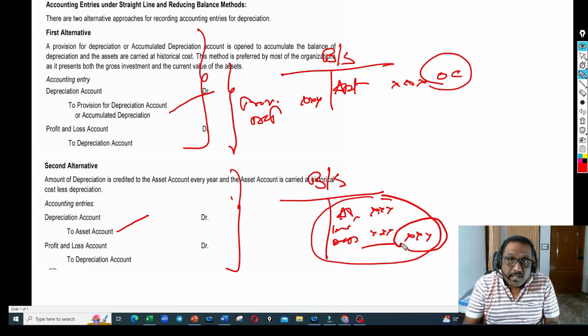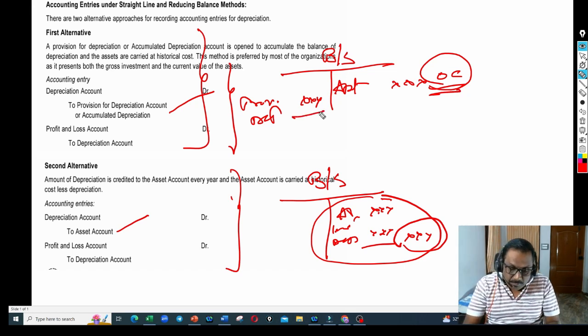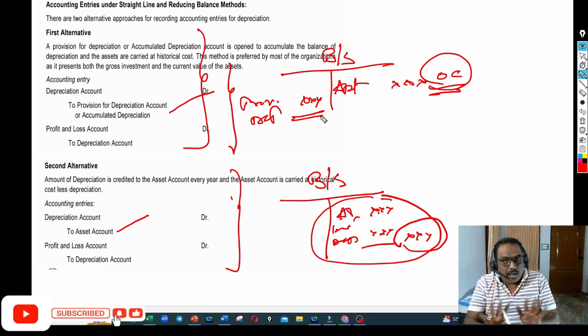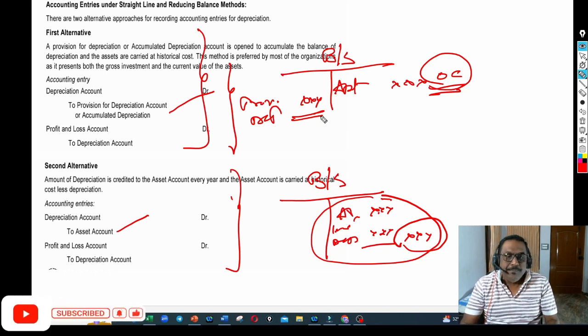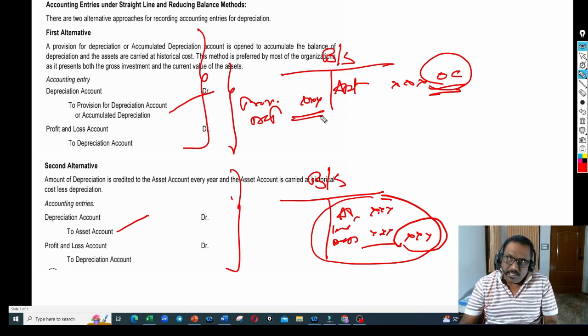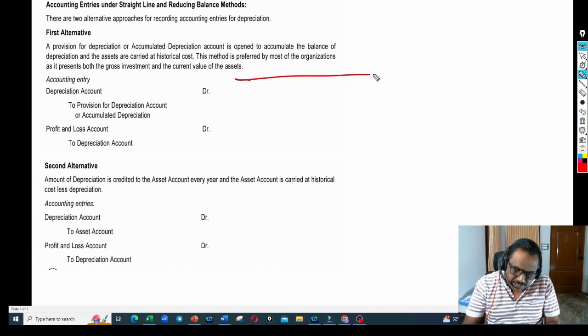Here, the asset value is shown in the balance sheet with the original cost, and accumulated depreciation is shown on the liability side of the balance sheet. I hope you understand the difference between these two methods while preparing the balance sheet. Clear? Now, what will happen if you prepare the depreciation account?